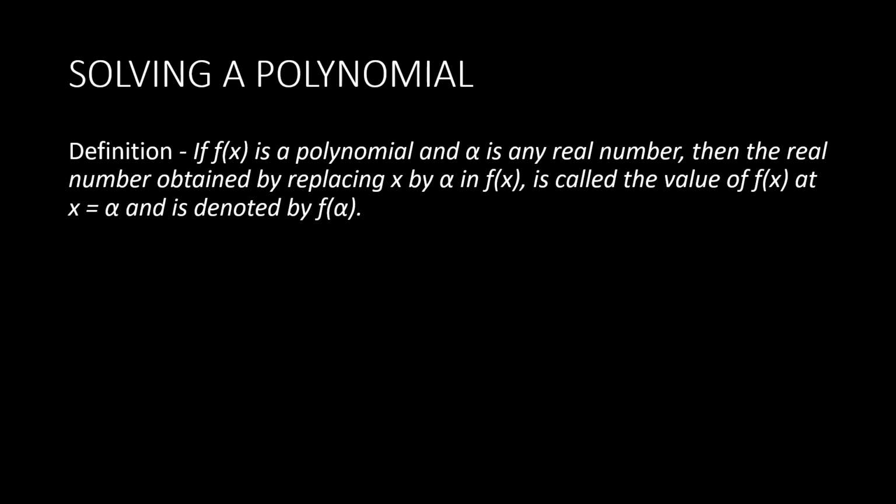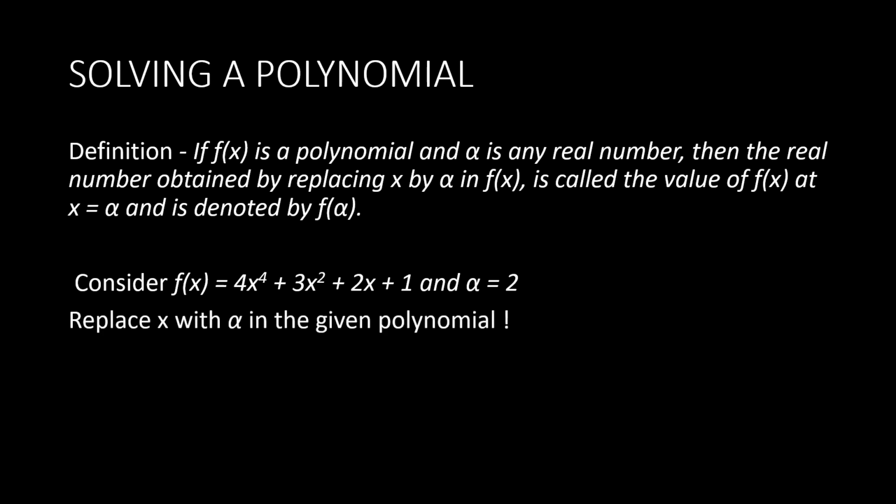So the first line reads, if f of x is a polynomial and alpha is a real number. So let's assume any f of x, a polynomial, x raised to 4 plus 3x squared plus 2x plus 1, and alpha is any real number, 2. Okay, then read the next sentence. Then the real number obtained by replacing x by alpha. We have alpha of 2. So the real number obtained by replacing x by 2 in f of x is called the value of f of x at x equals 2.